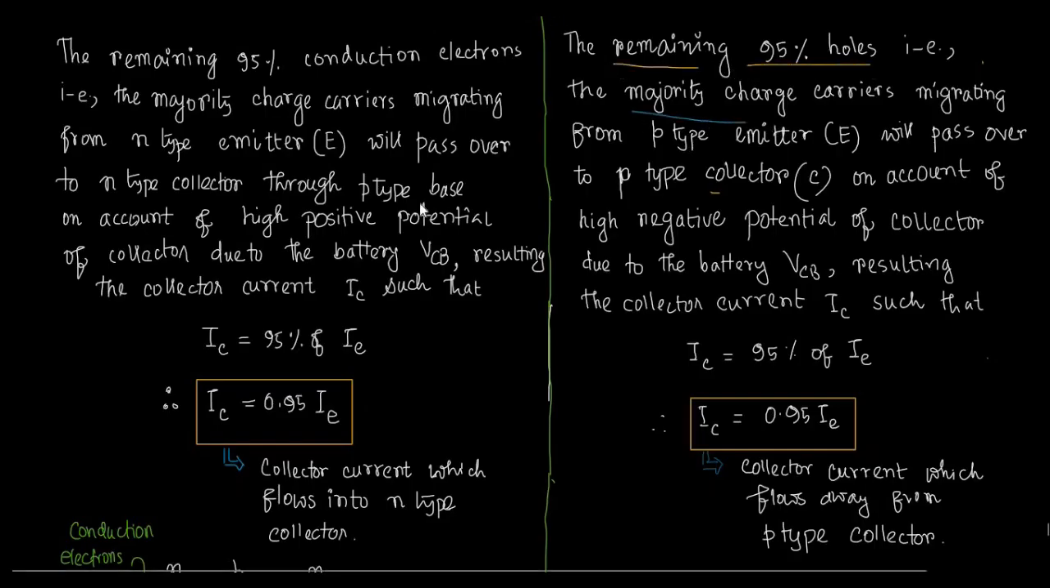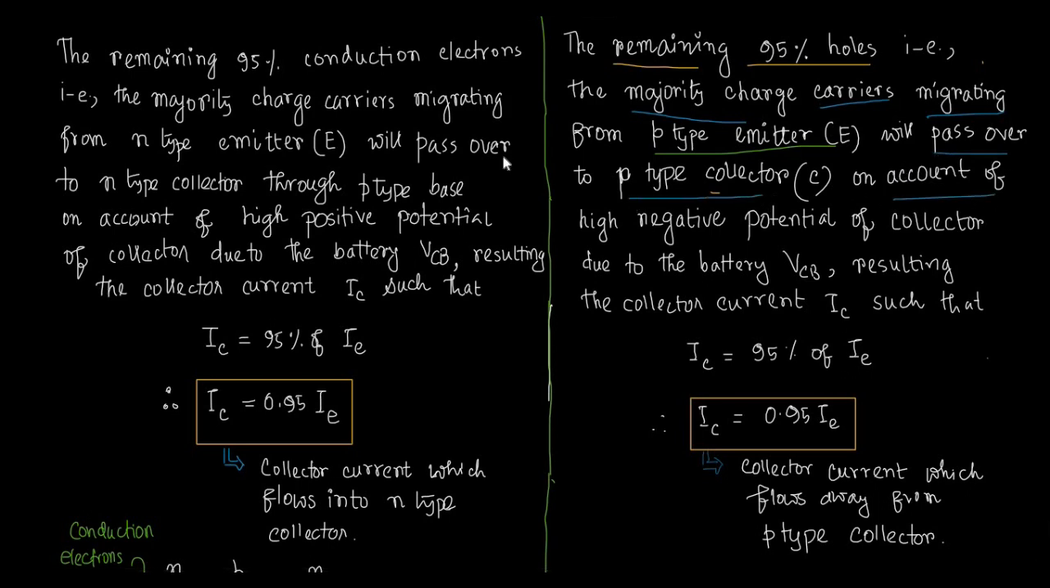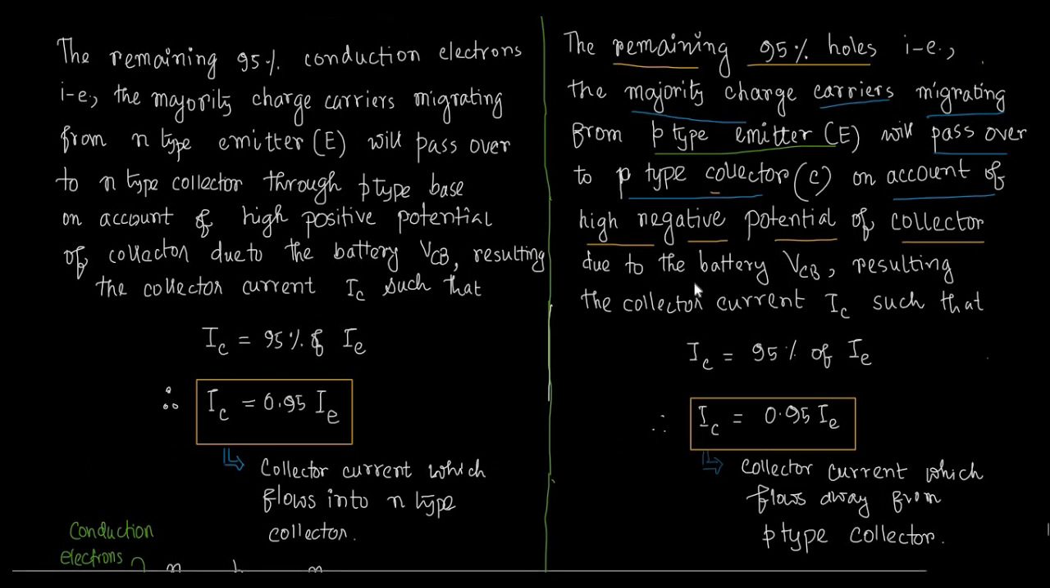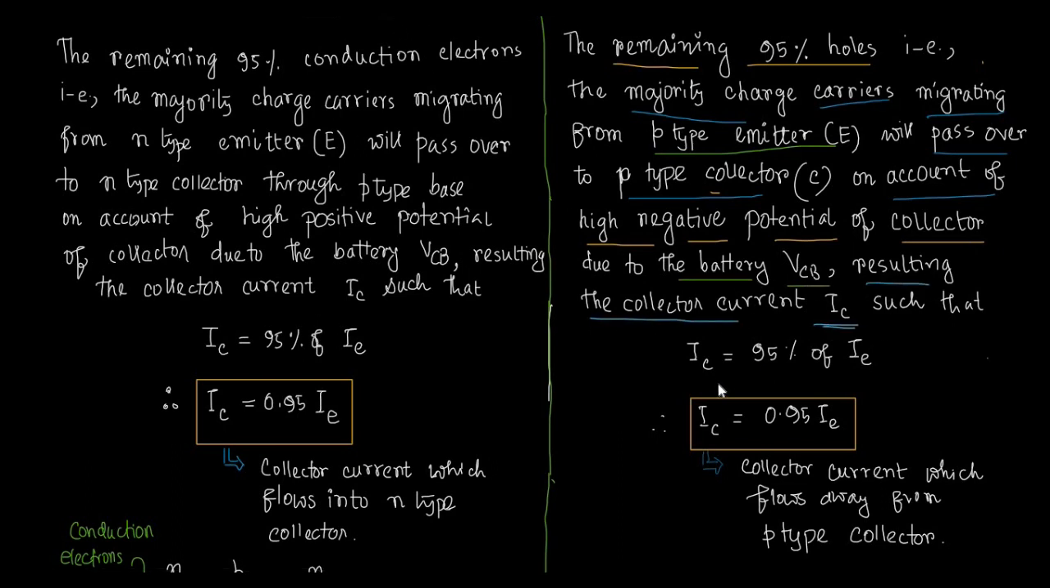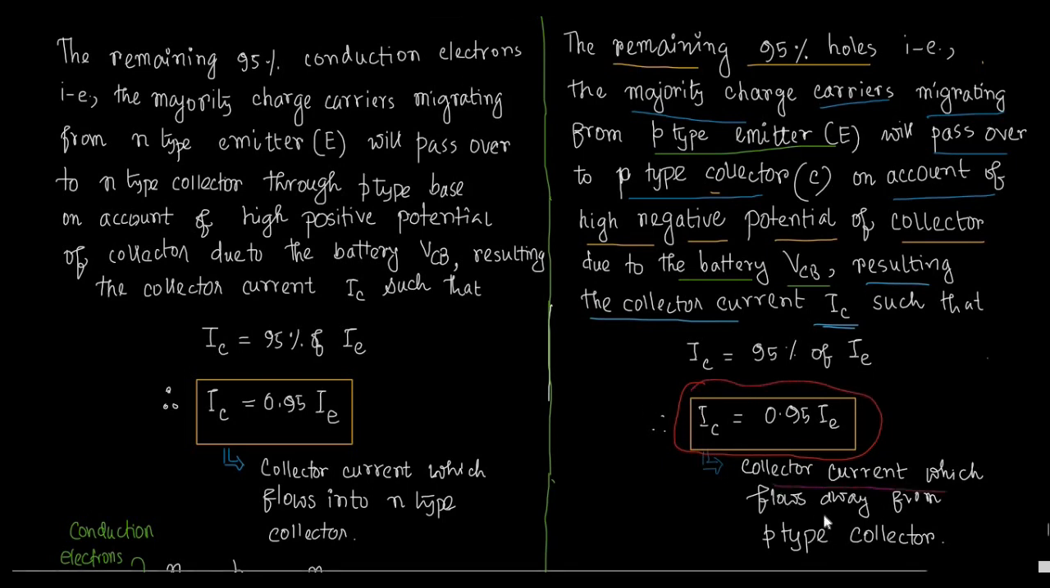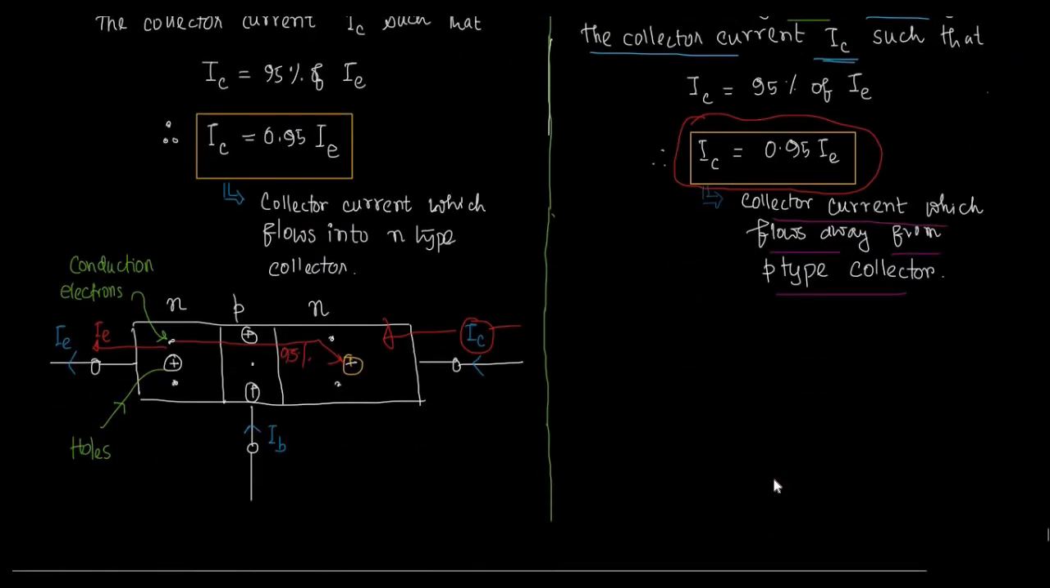That is, the 95% of holes migrating from the p-type emitter will pass over to the p-type collector on account of the high negative potential of the collector due to the external battery of EMF VCB, resulting in the collector current IC such that IC is equal to 0.95 times IE, where IE is the emitter current, and this collector current flows away from the p-type collector.